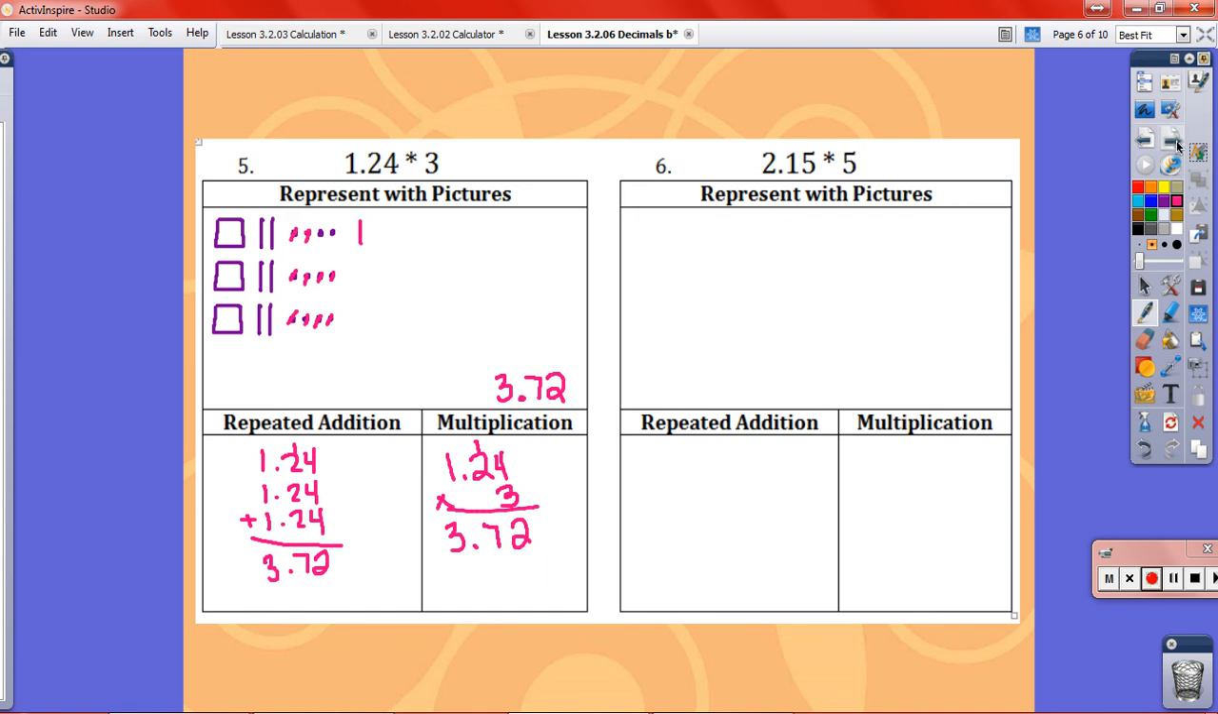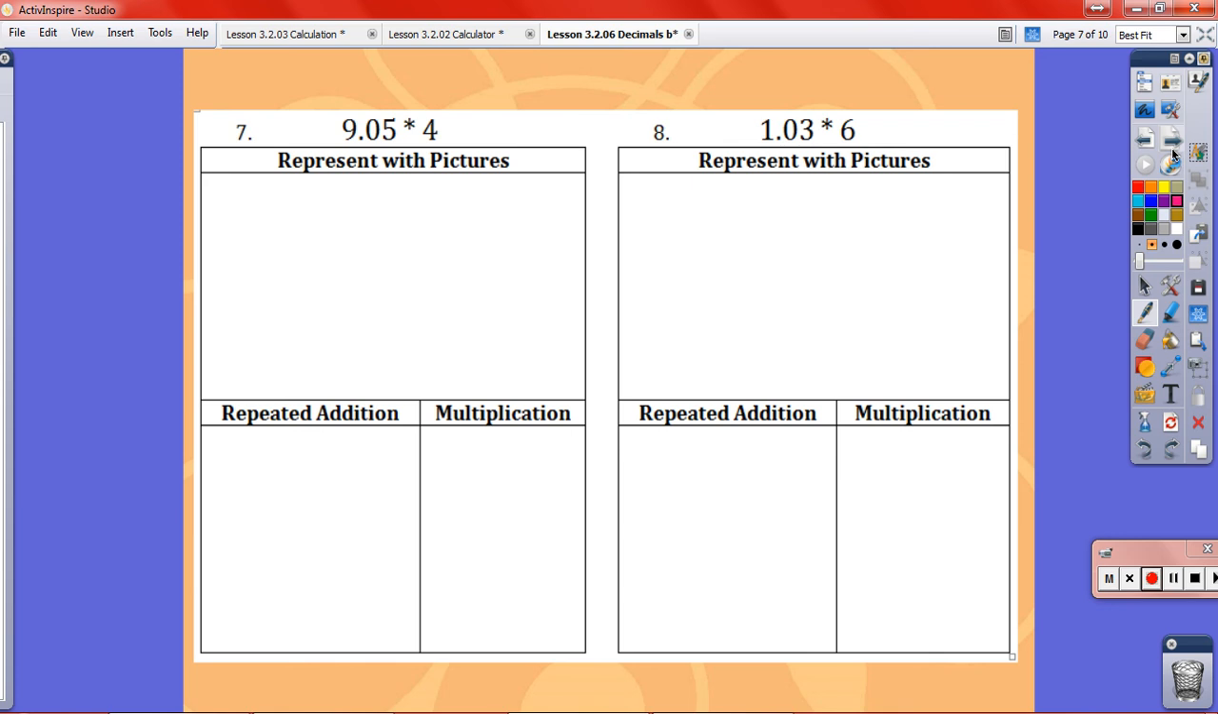Let's see if there's any different ones to explore. This is the only other one that might give you a little bit of trouble because there's no tenths. So when I draw this picture, it's 1 whole and 3 hundredths. No tenths. And then I need to make 6 copies of that.